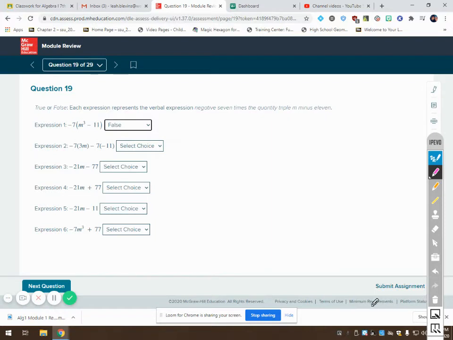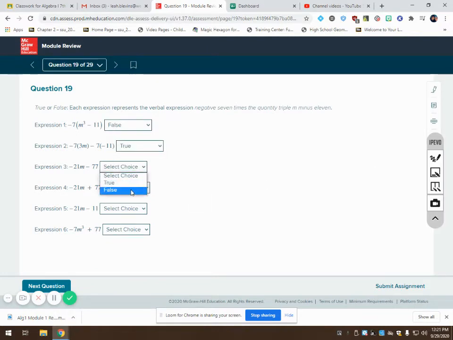So let's go through and say it again. We've got false, and then true, and then false, and then true, and then false, and then false. So: false, true, false, true, false, false.